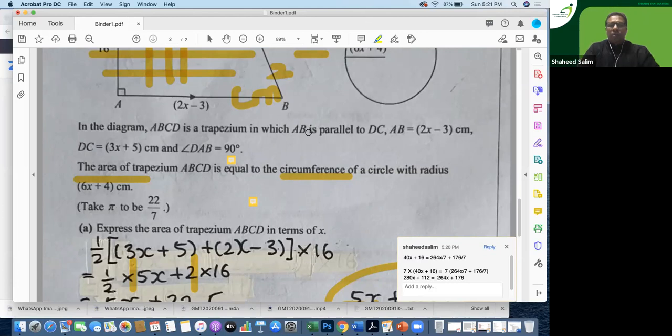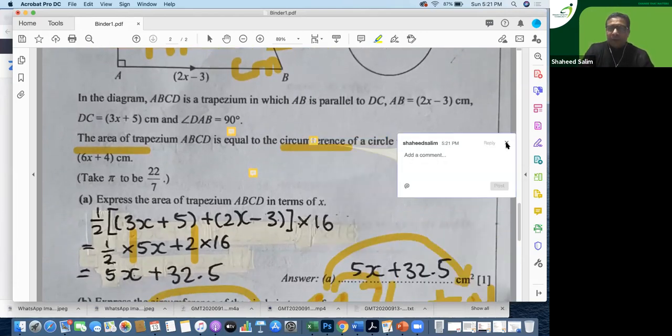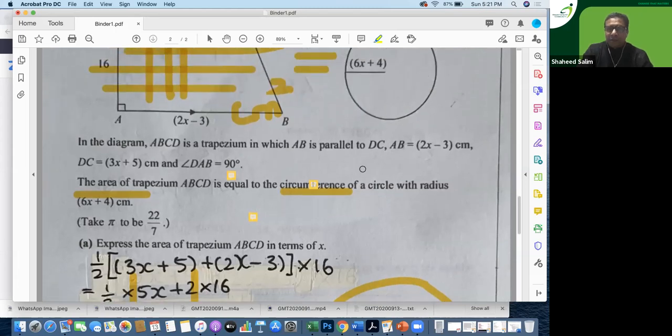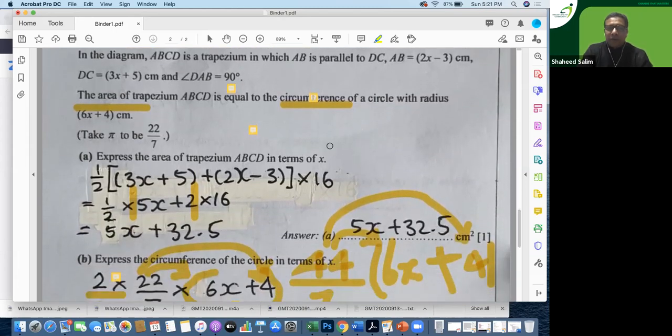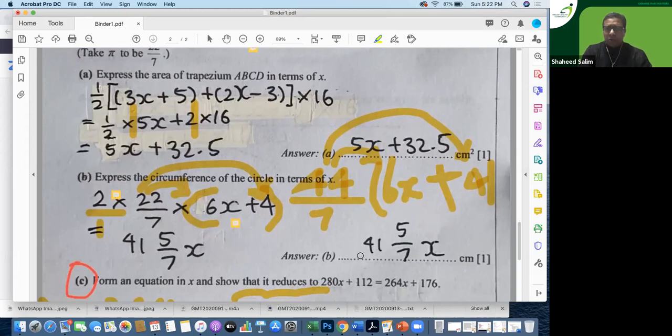Now, what we do is we find the area first, right? We find the area. Then we find the circumference. When you found the area, you found out that it was 40x plus 16 cubic square cm. This part you understand? Then you found the circumference, it was 264x over 7 and 176 over 7. That one you understand?